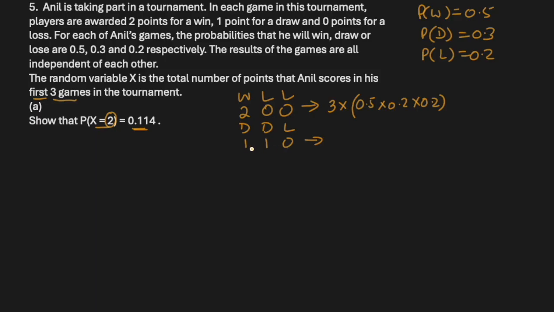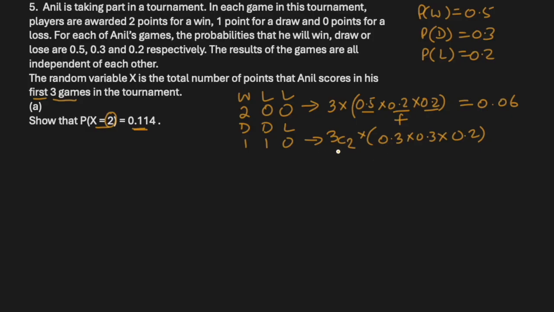Here, in any 2 games we have to draw. Anil has to draw 2 games out of 3. The draw probability is 0.3, so again 0.3, and then losing 0.2. He can draw any 2 of them, and which 2 is taken care of by this combination. We have to add these 2 probabilities, because either this will happen or this will happen; both cannot happen together. So 0.5 times 0.2 is 0.1, and 0.1 times 0.2 is 0.02, times 3 is 0.06.